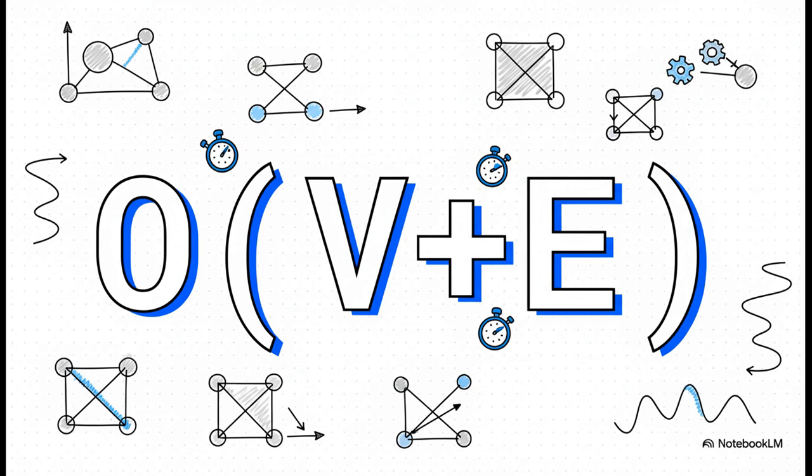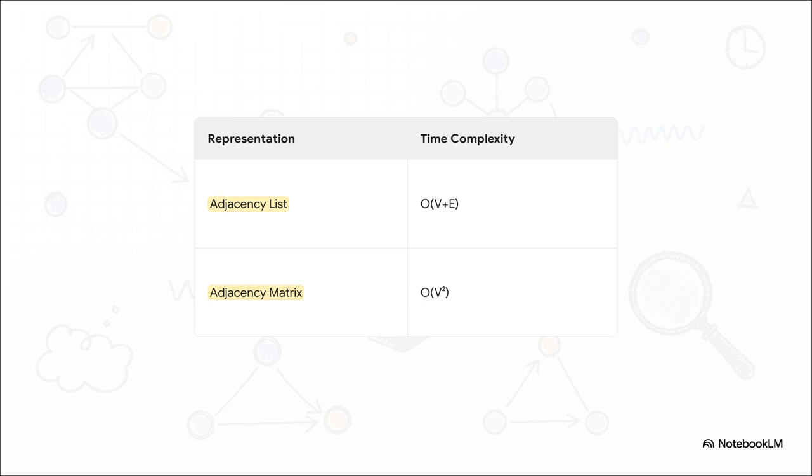It visits every single vertex and every single edge exactly one time. No wasted effort. But, and this is a big but, you only get that amazing O(E) speed if you store your graph the right way.